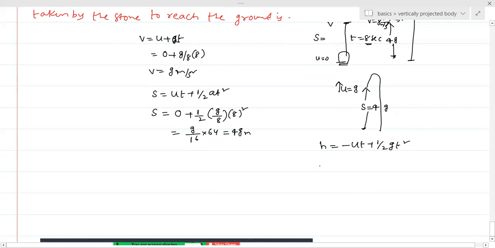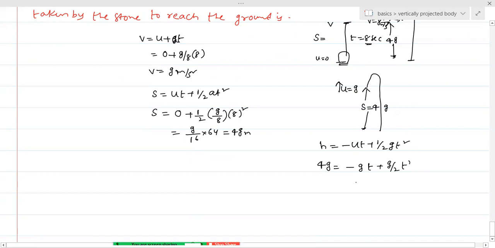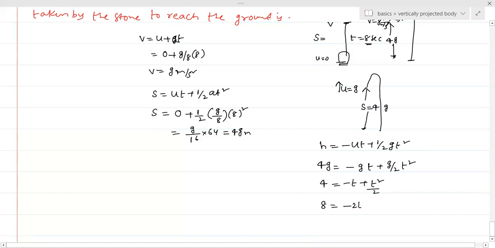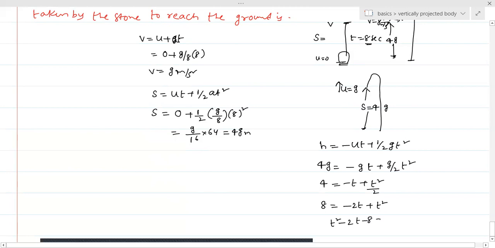h is nothing but height, that is 4g, equivalent to minus initial velocity, which is nothing but g into t, plus g by 2 into t square. So we are eliminating g, we get 4 equivalent to minus t plus t square by 2, or 8 equivalent to minus 2t plus t square, or we get t square minus 2t minus 8 equivalent to 0.